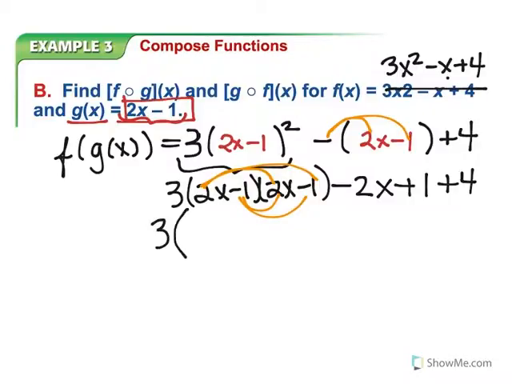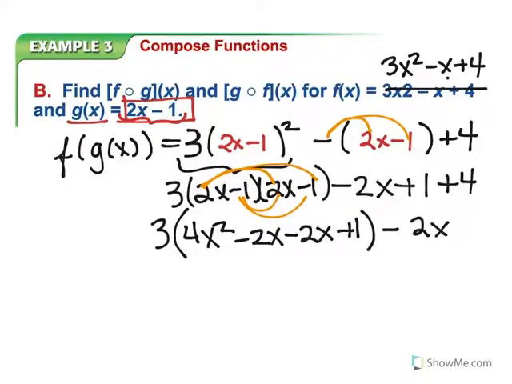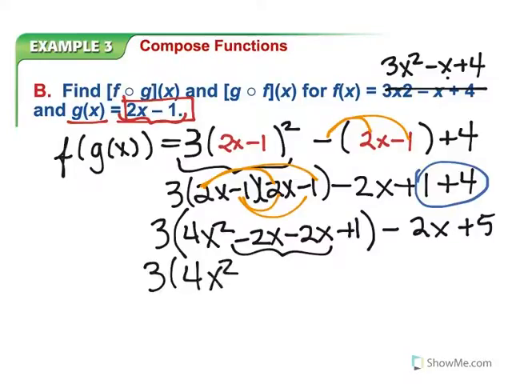So that gives us 3 times 4x squared minus 2x minus 2x plus 1, close parentheses, minus 2x. I am so sorry about that, again, for the umpteenth time. Alright, so I'm going to go ahead and combine 4 and 1 to get a 5, to make my life easier. Combine these like terms to get 3 times 4x squared minus 4x plus 1 minus 2x plus 5.